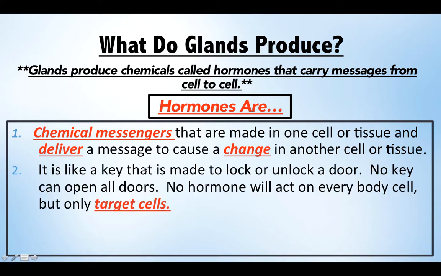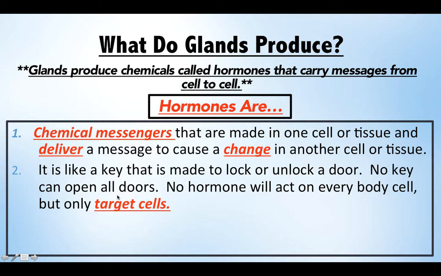So it's kind of like a key. Think of hormones as a key. They're made to lock or unlock a door, and no key can open all doors. So no hormone will act on every single cell. Specific hormones are sent to specific places to change things, and we call these target cells. So wherever the change needs to happen in a cell or tissue, that's called our target cells.